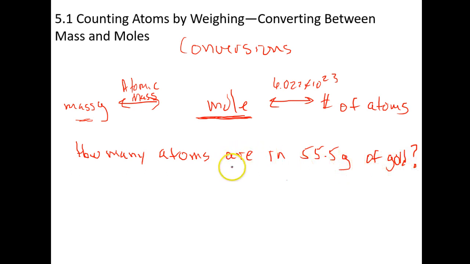How many atoms are in 55.5 grams of gold? So here's my starting point, my grams, and where am I getting to? Number of atoms. I'm getting to here. I don't want moles, I want atoms. But in order to get to this, I have to get to moles first. So I have to go from my mass, my given quantity, to moles. Once I get to moles, then I have to use Avogadro's number and get to the number of atoms.